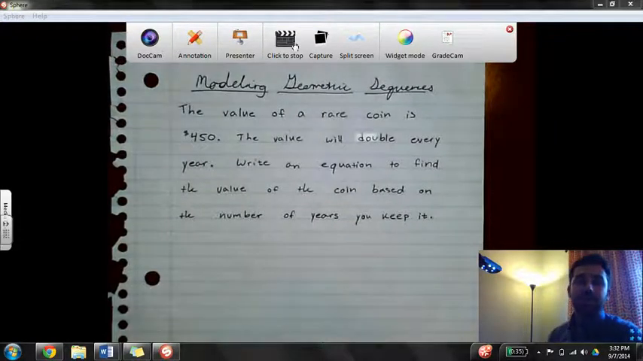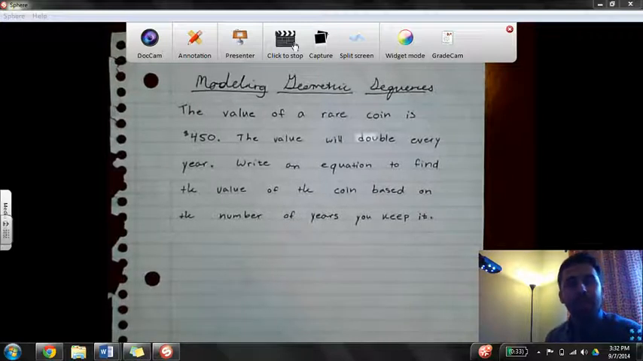In this video, we're going to talk about modeling geometric sequences. We're given the real-world problem. The value of a rare coin is $450. The value will double every year. Write an equation to find the value of the coin based on the number of years you keep it.